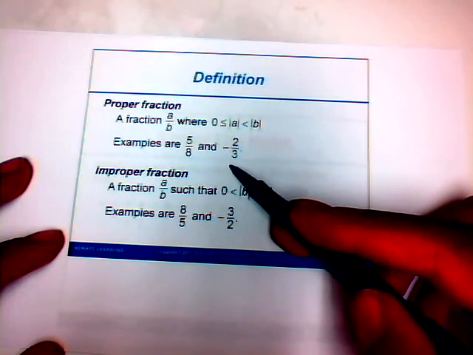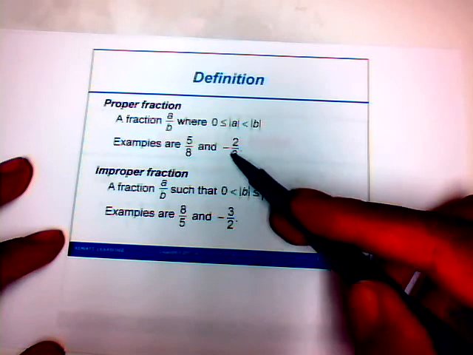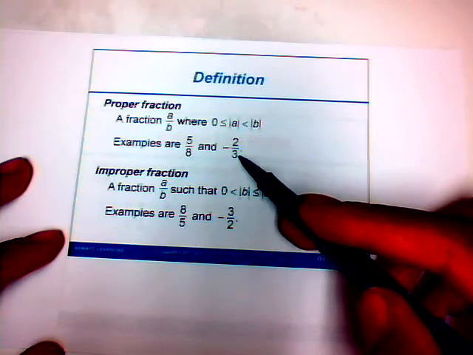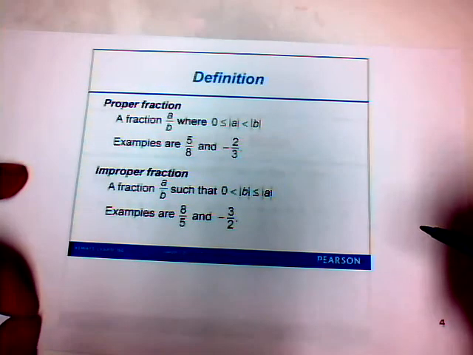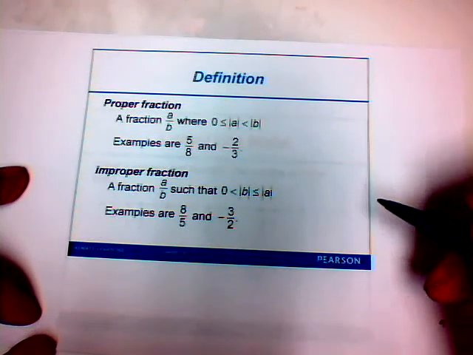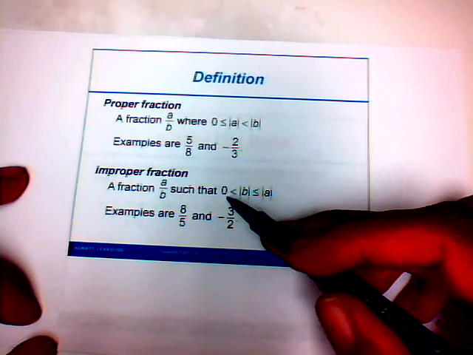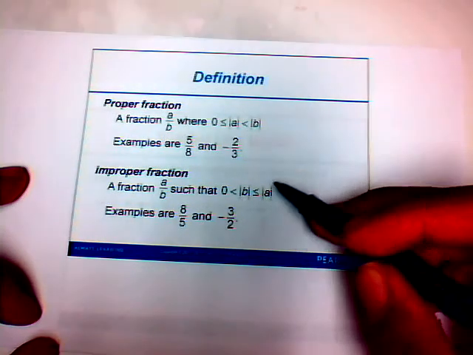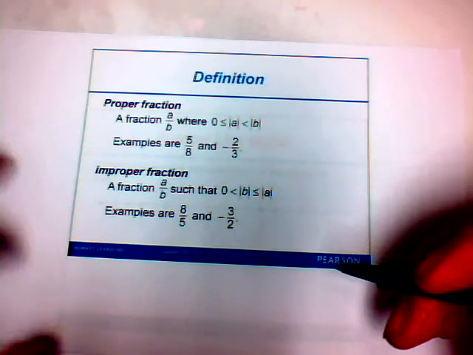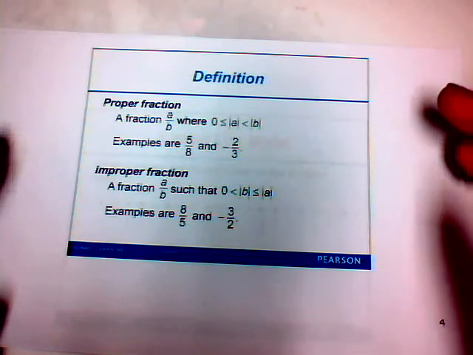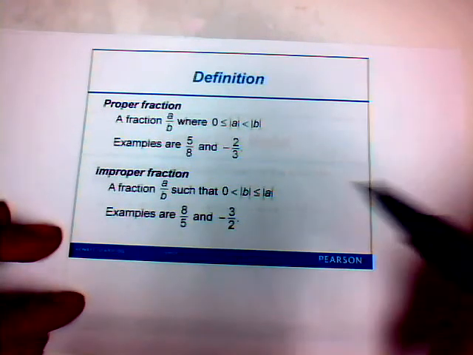-2/3 is a proper fraction because if we disregard the negative sign, the numerator, which is 2, is less than the denominator of 3. Now, an improper fraction is defined as a fraction a over b such that the absolute value of b is greater than 0, but less than or equal to the absolute value of a. In other words, you can think of this as the numerator being bigger than your denominator.